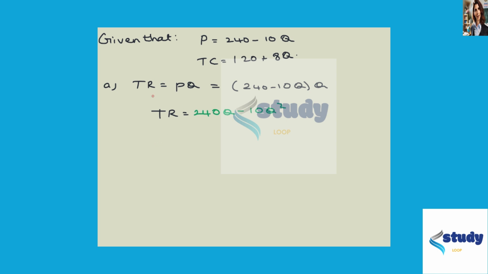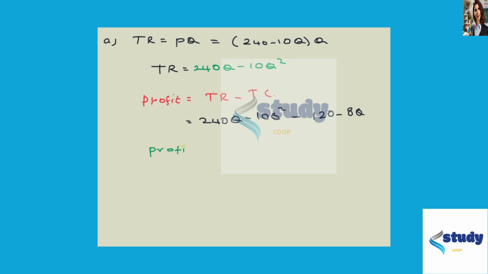So, profit is nothing but total revenue minus total cost. So, here the total revenue is 240Q minus 10Q squared, minus the total cost, which will be 120 plus 8Q. Therefore, the profit function will be equal to minus 10Q squared plus 232Q minus 120. Now, let us move on to part B.